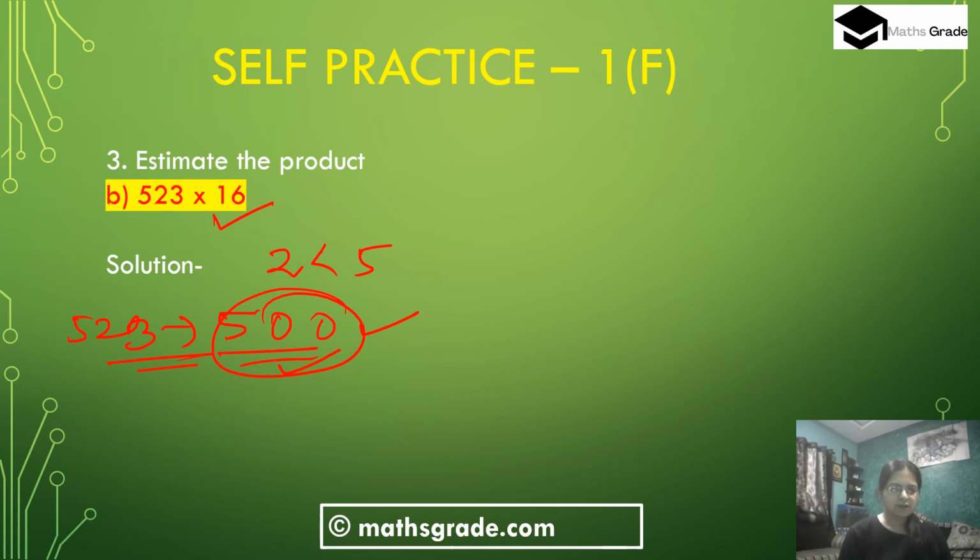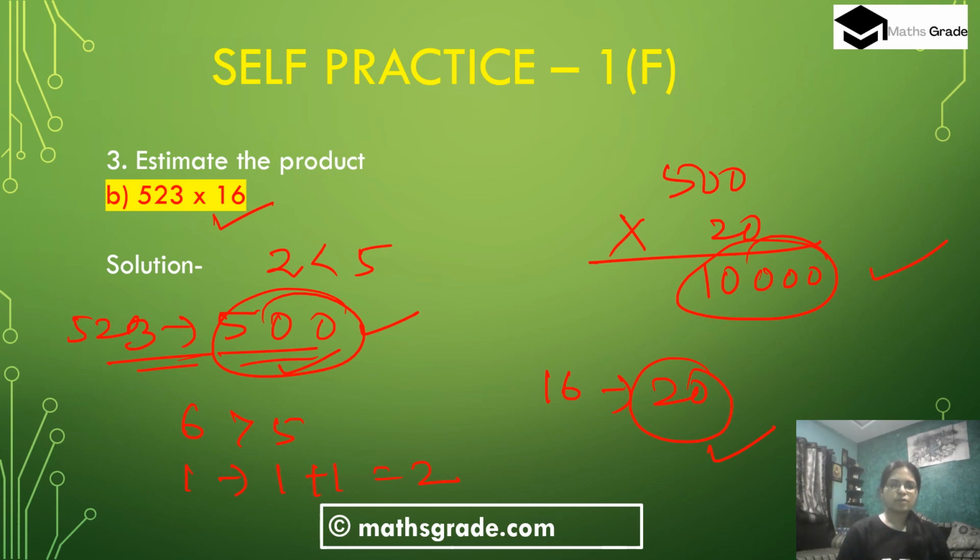And 16, this 16 rounded to the nearest tens: this 6 is greater than 5. So just add 1 to the tens place digit. 1 plus 1 is 2. Now 16 rounded to the nearest 10 will be 20. Now multiply 523 rounded to the nearest 100, which is 500, with 16 rounded to the nearest 10, which is 20. Now 500 multiplied with 20 is 10,000. And 10,000 is the answer. So estimating the product, 523 multiplied with 16 is 10,000. 10,000 is the answer.